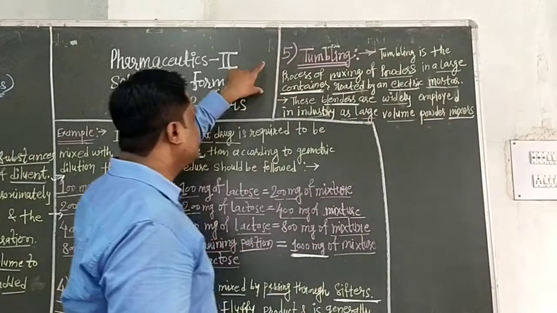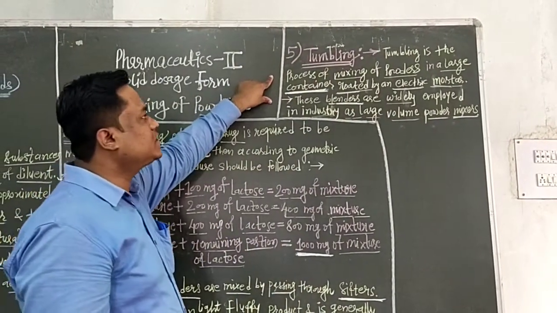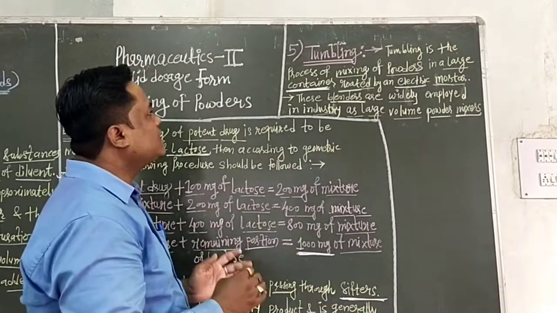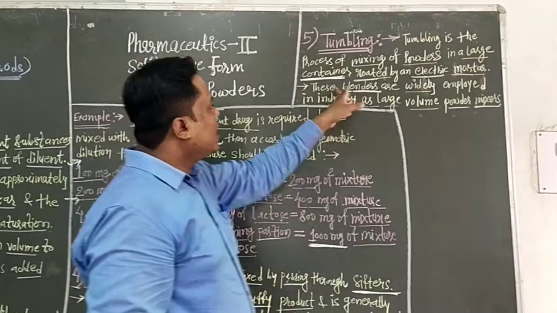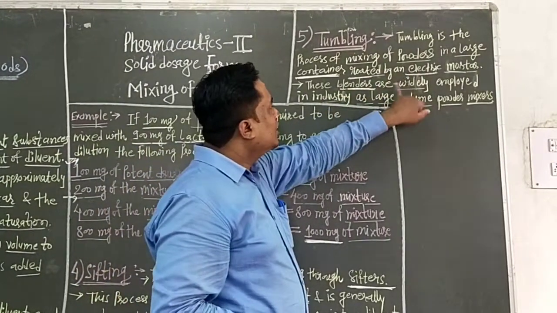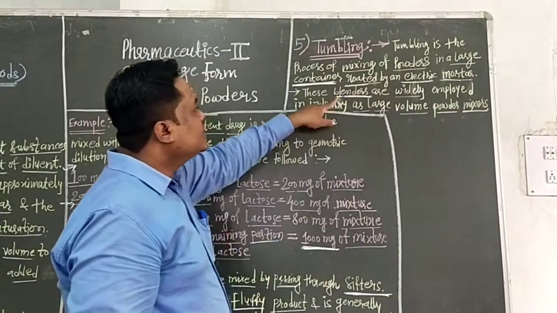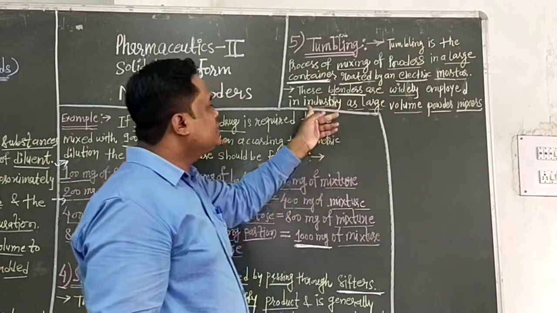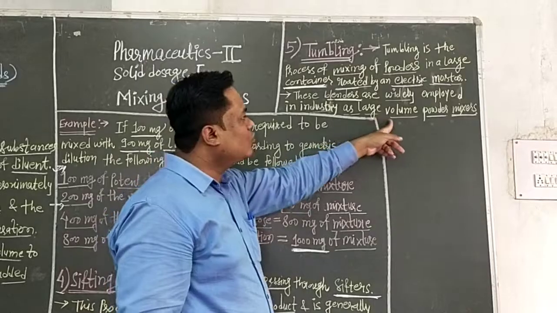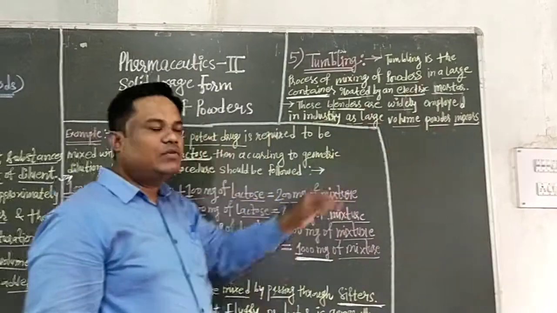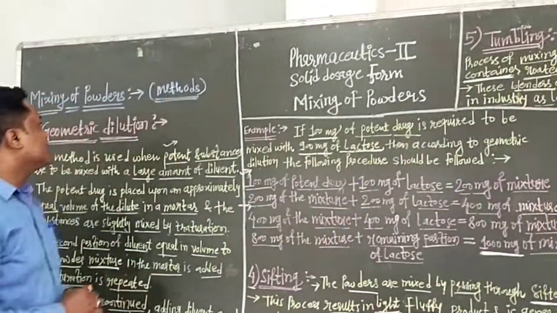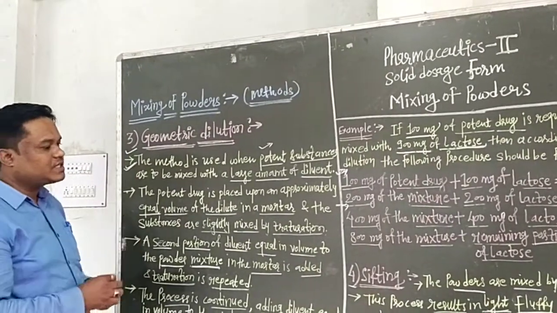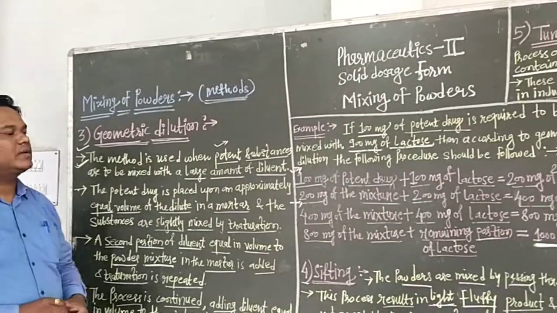The tumbling process is used for large scale mixing of powders in industry, and in this process we use large containers which contain the blenders, rotated by an electric motor, and used in industry as large volume powder mixers. Then in this lecture we have seen the methods of mixing of powder, that is, third is geometric dilution, fourth is sifting, and fifth is the tumbling process.